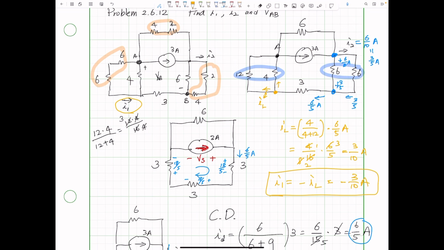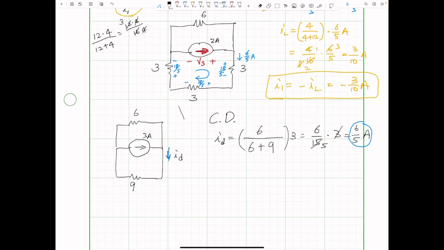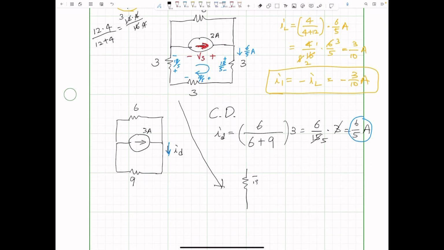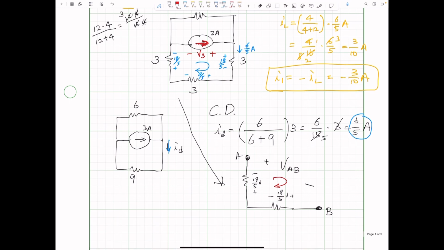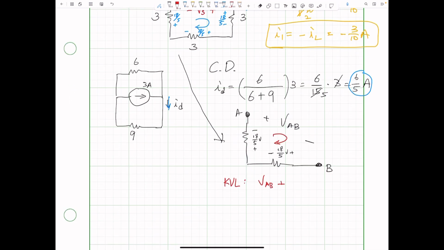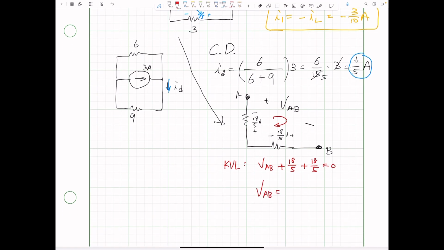Now we need to find the VAB. So let's redraw this circuit in here. Negative 18 over 5 volts plus negative 18 over 5 volts, and here is node B and here is node A, plus VAB. So when we do KVL in here, plus VAB plus 18 over 5 plus 18 over 5 equals 0. So VAB equals negative 36 over 5 volts.